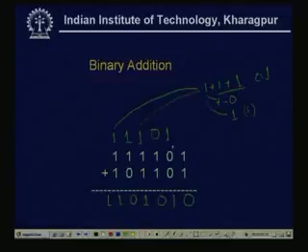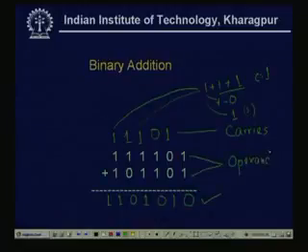So, 1 plus 1 is 0, carry 1. Again this is 1, 0 plus 0 plus 1 is 1, 1 plus 1 is 0, carry 1, 1 plus 1 plus 1 is 1, carry 1, 1 plus 1 is 0, carry 1, 1 plus 1 plus 1, carry 1, sum 1. So, this is my binary addition and these are the carries. These are my carries and these two are the operands. Now, if I know binary addition, then obviously the same rule I can apply to binary subtraction. Let us see the binary subtraction.